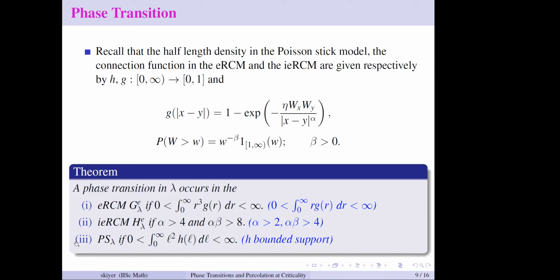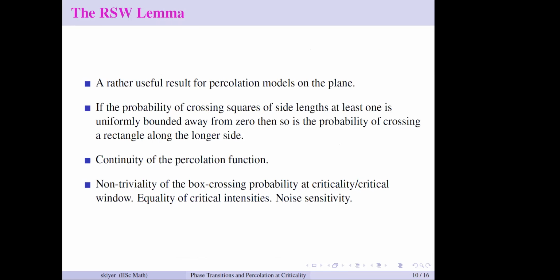And for the Poisson stick model, Rahul had proved this result for this H having bounded support, and the condition we need is that H has finite second moment. So now we come to the second result.